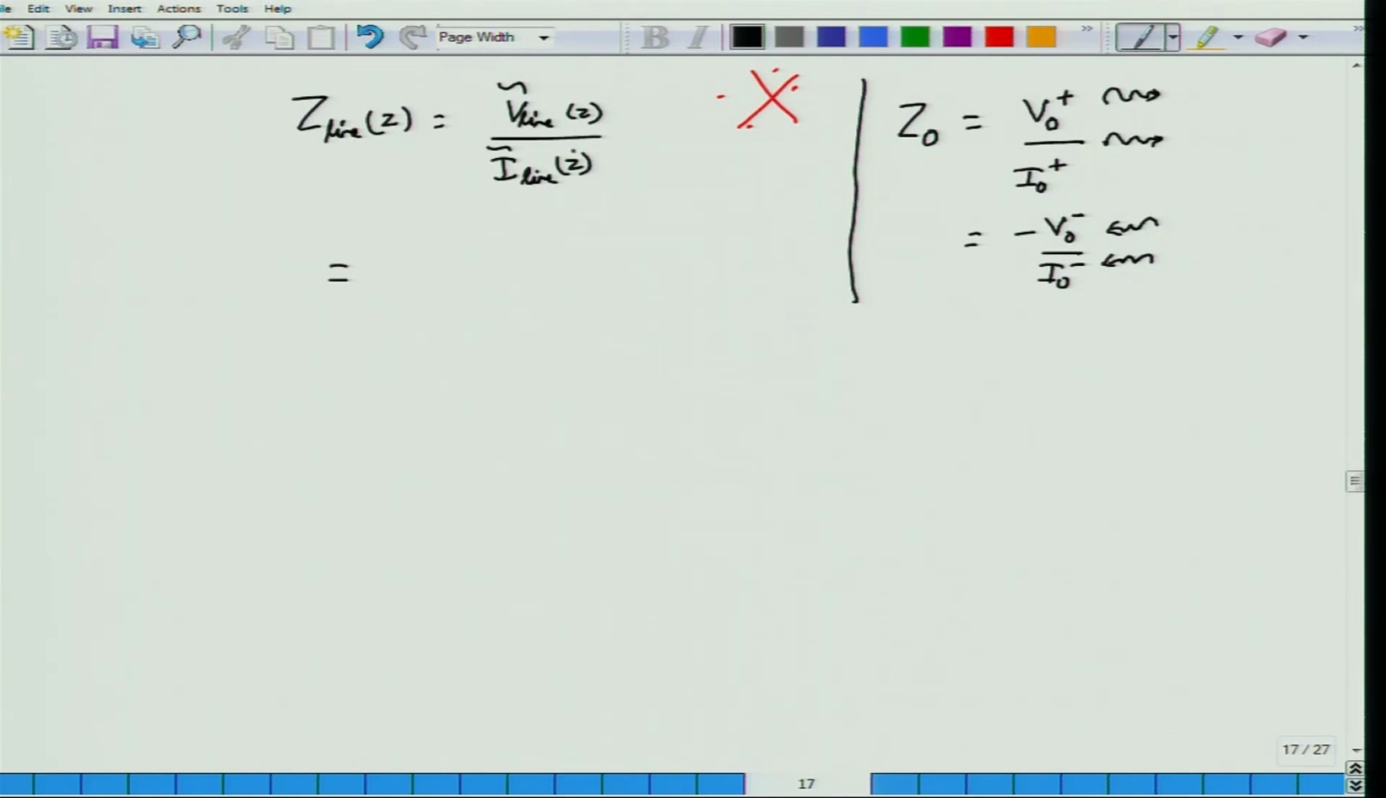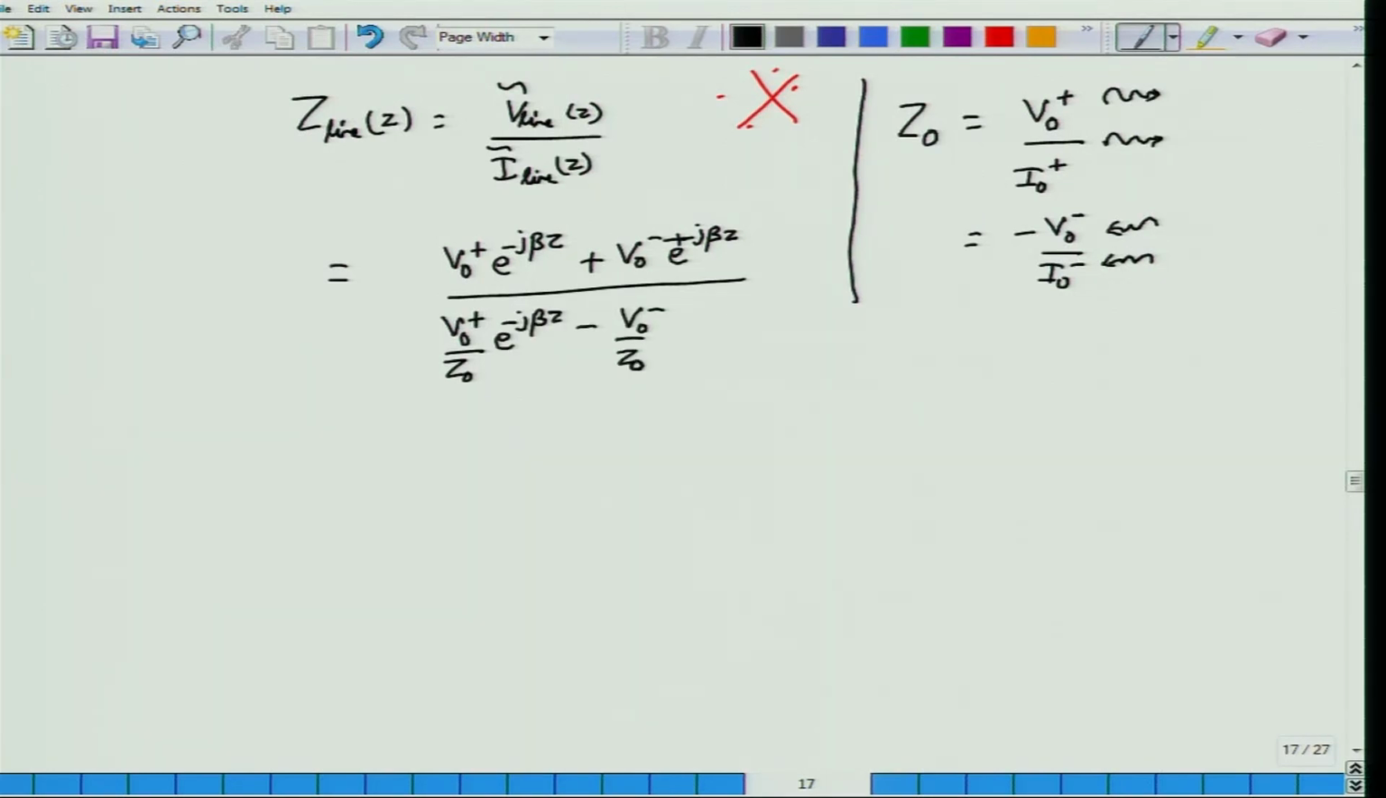The line voltage phasor is given by V0 plus e to the power minus j beta z, remember V0 plus is the amplitude of the forward going voltage, plus V0 minus e to the power plus j beta z, because plus represents a voltage wave travelling in the minus z direction, divided by the line current, which happens to be V0 plus by Z0 amplitude e to the power minus j beta z minus V0 minus by Z0 e to the power j beta z.